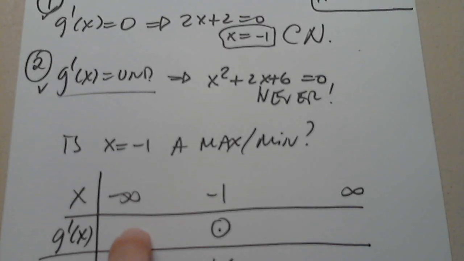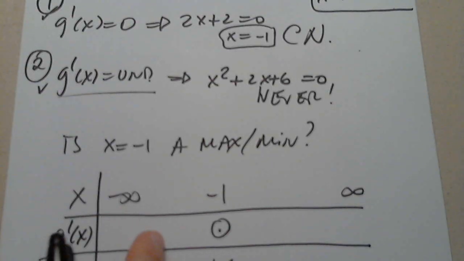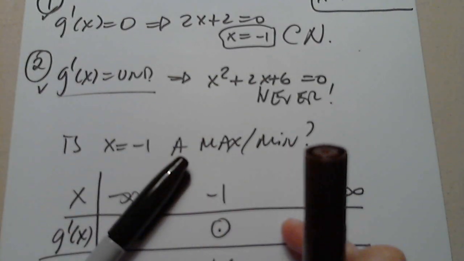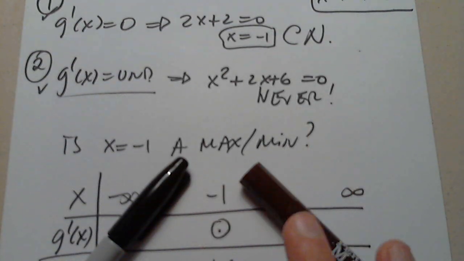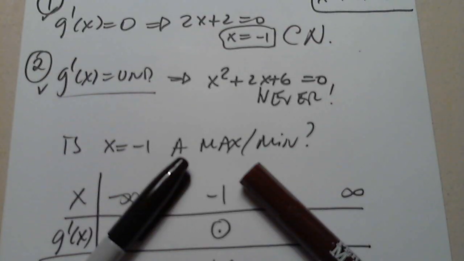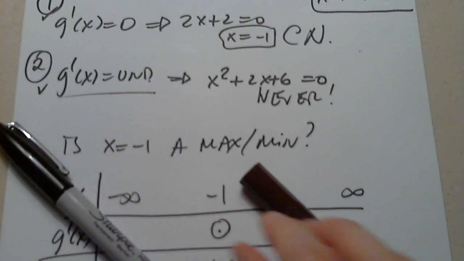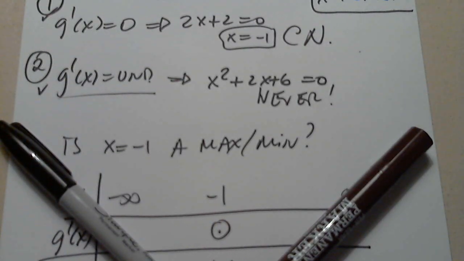Now, here's what I want to determine. If the slope of the tangent, in other words, if the sign of the derivative on this side is positive and the sign of the derivative on this side is negative, what type of point will -1, 1.61 be? If g prime is positive and then on this side g prime is negative, what type of point is -1, 1.61? It's a maximum. Excellent.